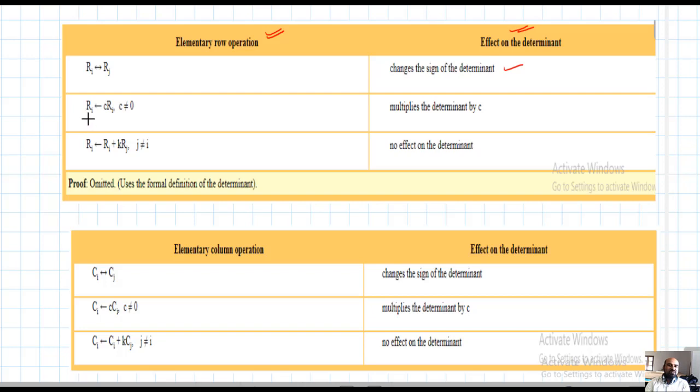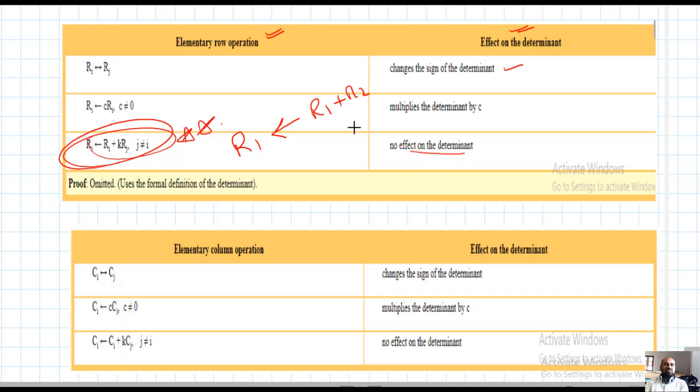If Ri is changed to C times Ri, where C is not equal to 0, it multiplies the determinant by C. The original determinant is some delta, the new determinant is delta C. If Ri is changed to Ri plus k Rj, there is no effect on the determinant. This is very, very important. For example, R1 changed to R1 plus R2, or some 2 or 3 times it, no problem. You get a new matrix, but the determinant won't alter. Similarly for column operations also.